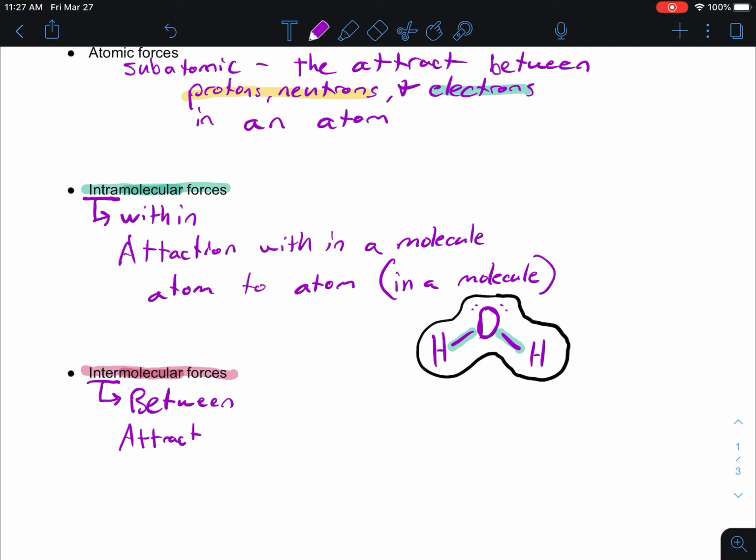Attraction between molecules. So this is molecule to molecule.